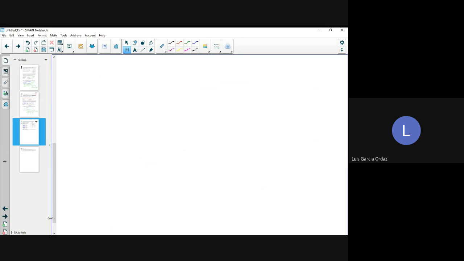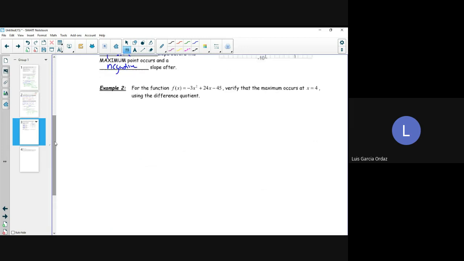So the next example is for the function f of x is equal to negative 3x squared plus 24x minus 45. We want to verify that the maximum occurs at x is equal to 4, and we want to use the difference quotient. So our average rate of change is equal to f at 4 plus h minus f at 4 divided by h.